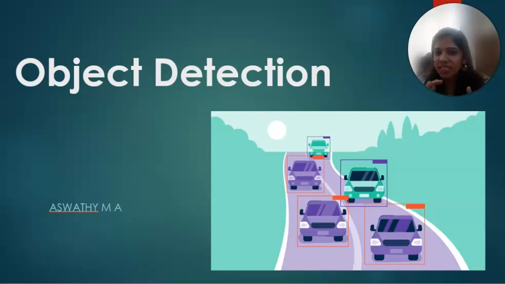Okay, so as in the figure, we all know object detection means we need to classify the object as well as say the location of the object from the background image, right? That is clear.